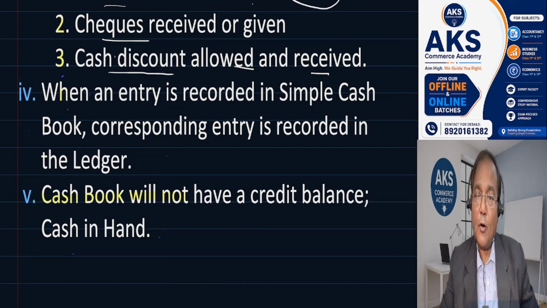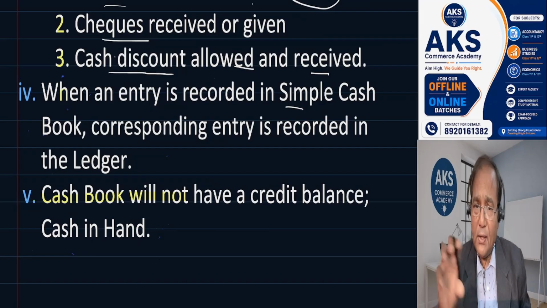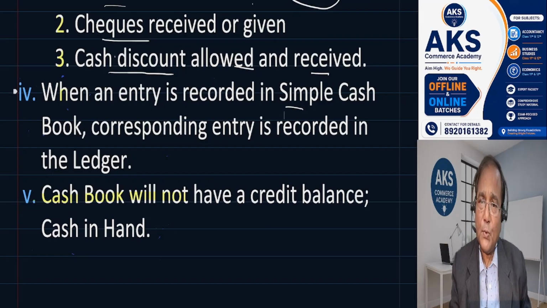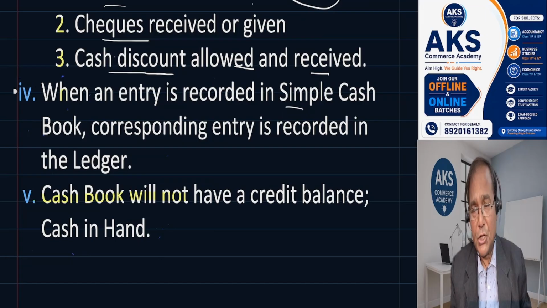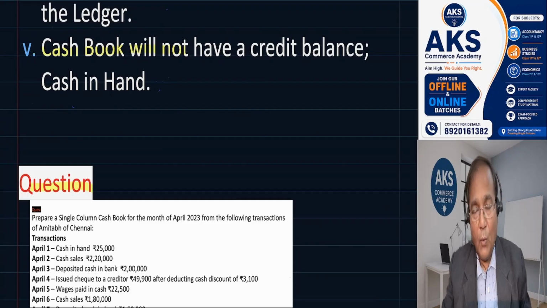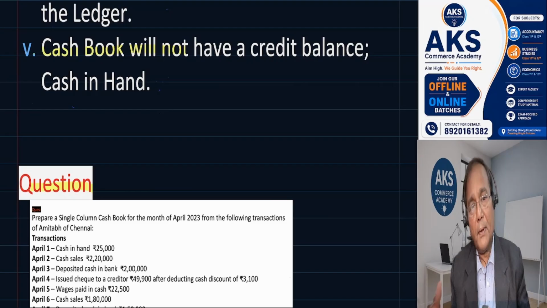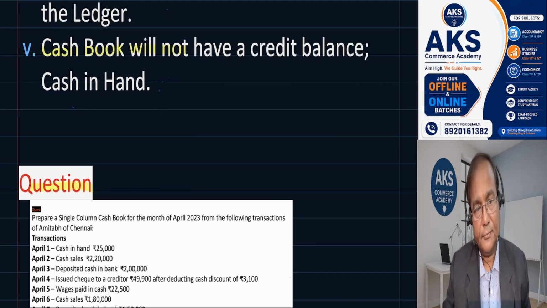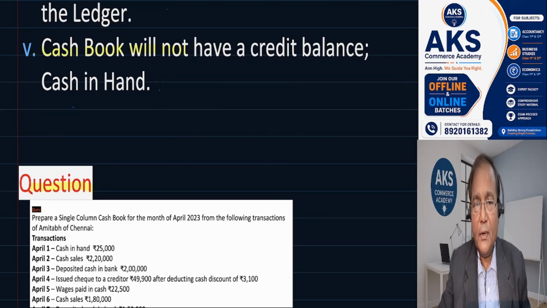Now, when an entry is recorded in the simple cash book, the corresponding entry is recorded in the ledger. All the items listed in the simple cash book are to be posted in the ledger, but there will not be a separate cash account. Now, the cash book will not have a credit balance in hand. A while ago, I told you that cash can either be zero or positive. There is no possibility of negative. I hope this whole discussion is understood.